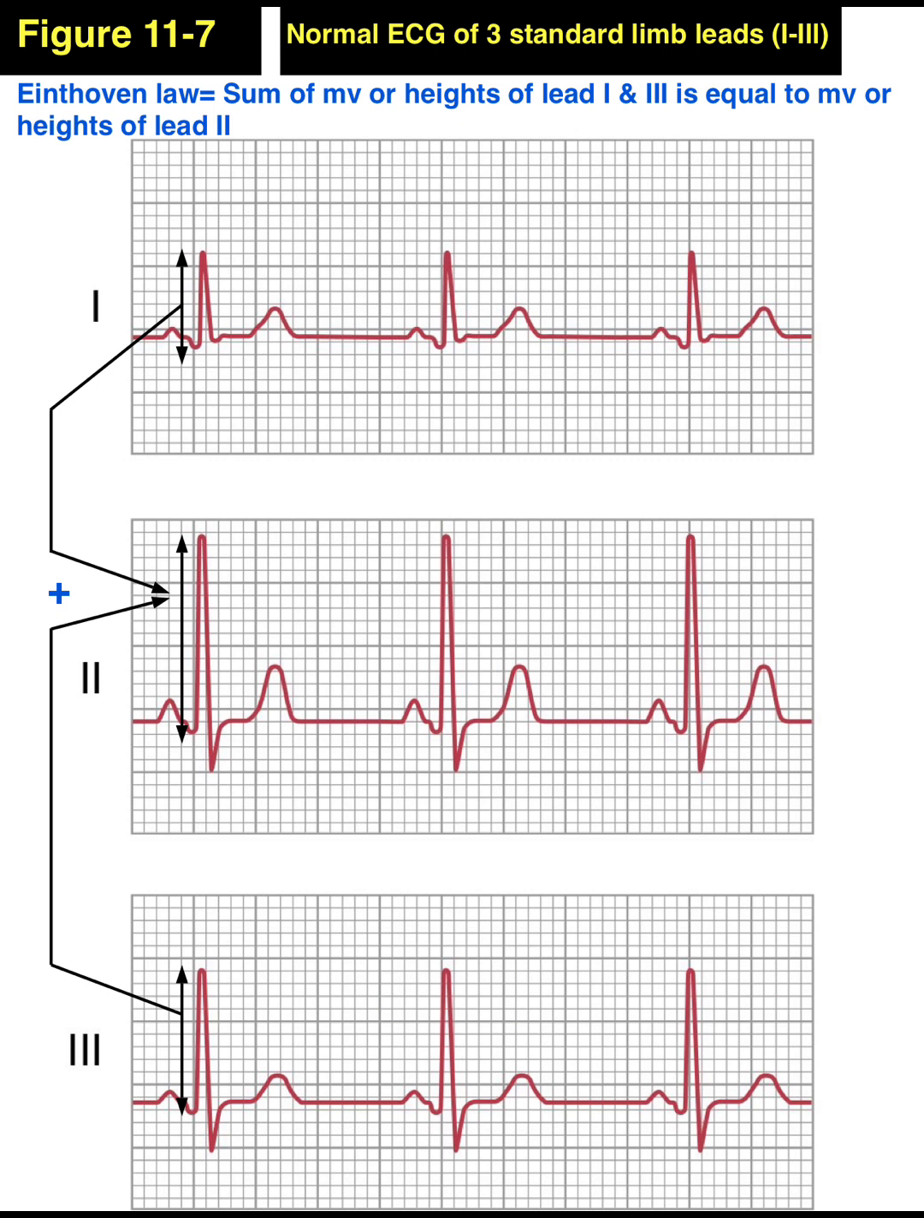This figure shows normal ECG of 3 standard limb leads 1, 2, 3. You can easily recognize that the voltage height of QRS complex in lead 2 is highest and is equal to the sum of voltage heights of QRS complex in lead 1 and lead 3. This is called Einthoven law.